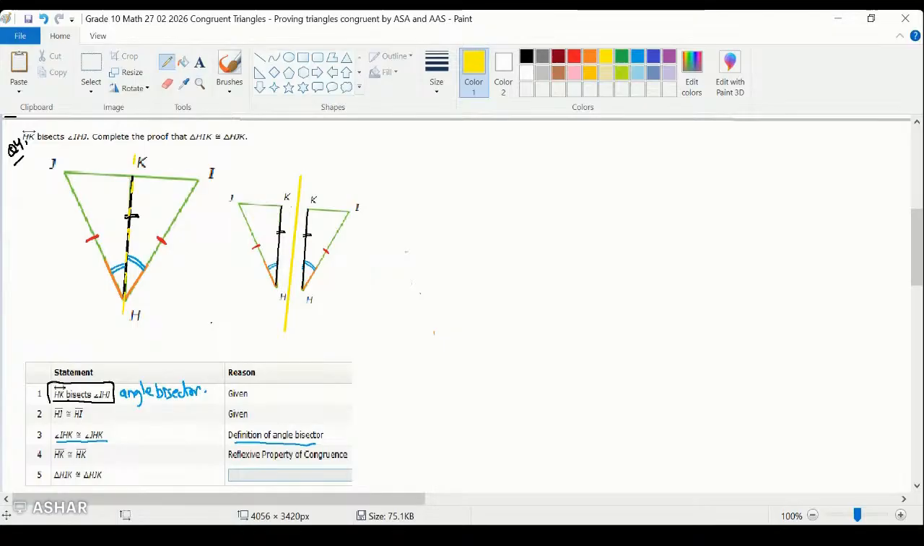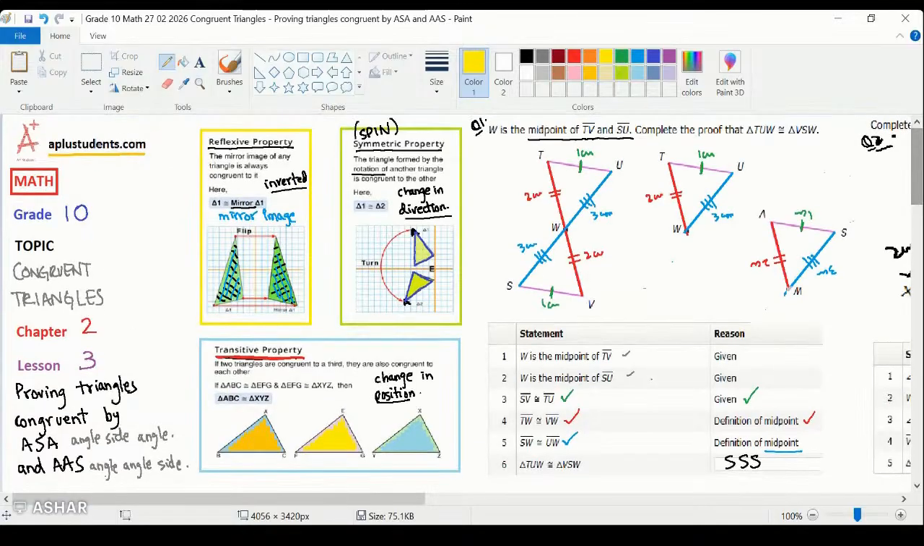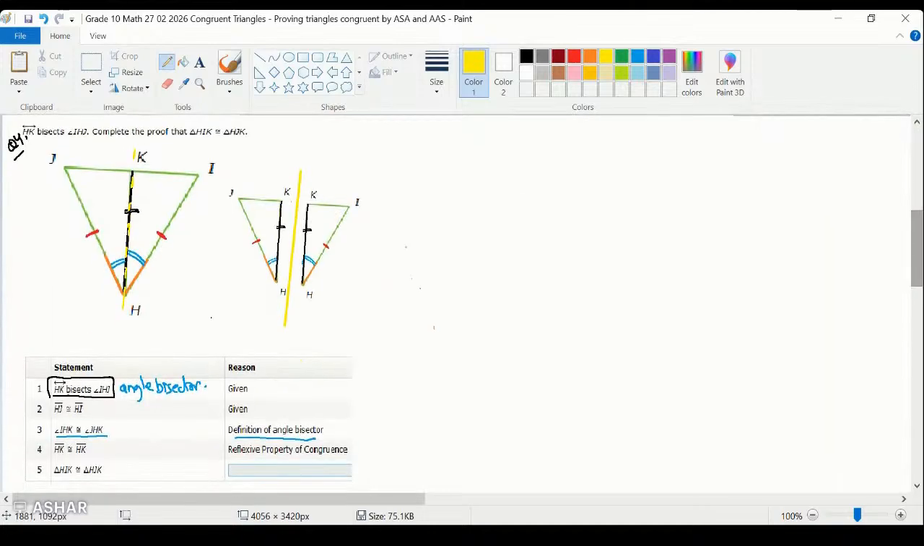So which property should we be using over here? And we know that whenever it's a mirror image, we say it's the reflexive property, right? We are using the reflexive property. Two sides were given to us and one angle was given to us. Agreed? So we can say we are using the reflexive property of congruency. The side angle side theorem would be used to prove that these two triangles are congruent to each other. Agreed?